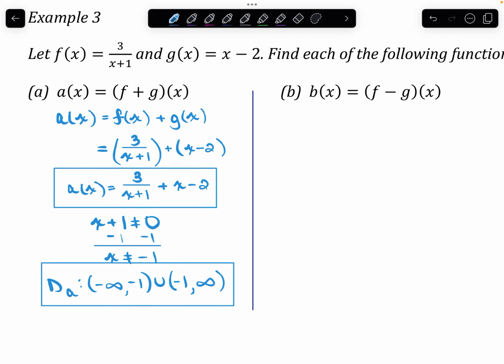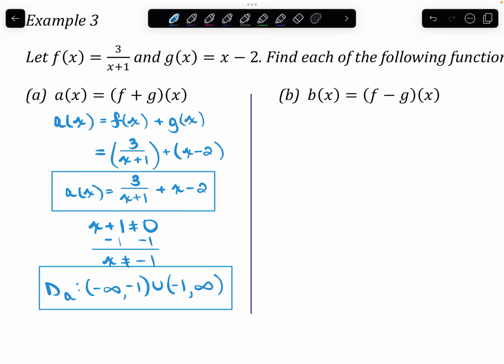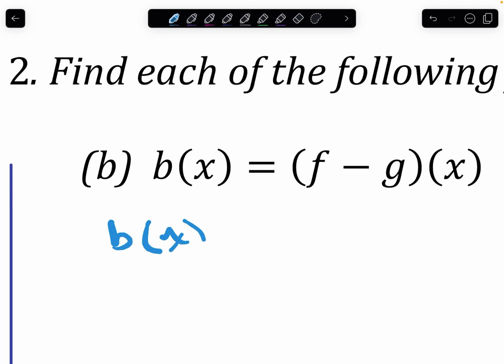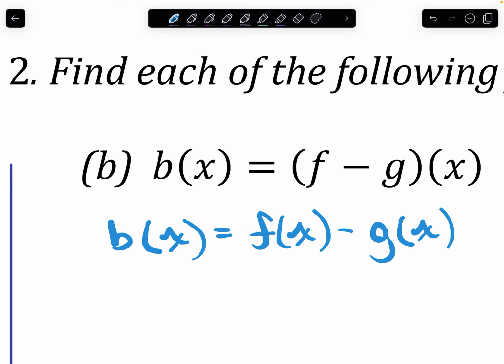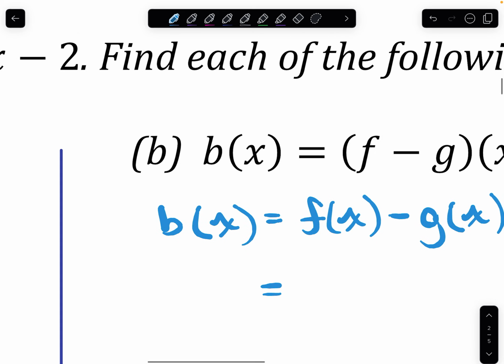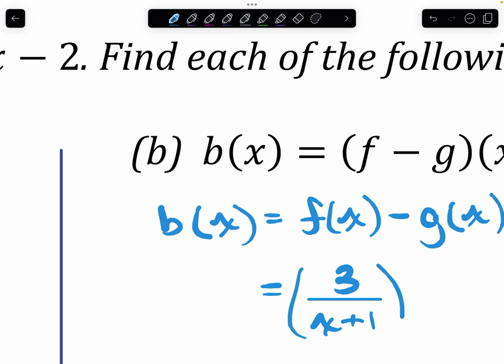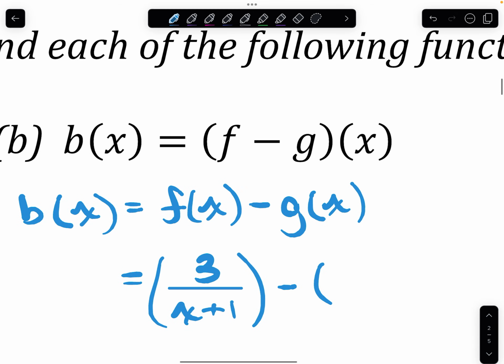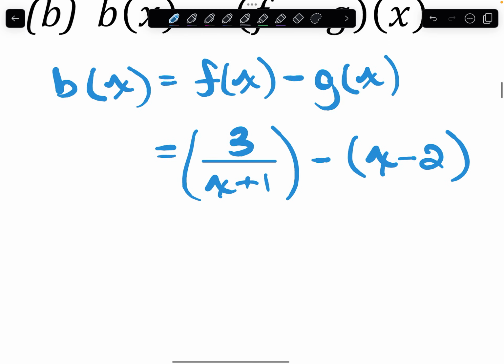All right, B. Function B of x is f minus g of x. So B of x, again using our rules, is going to be f of x minus g of x. Okay. So I'm going to go get f, which I can't remember again, 3 over x plus 1. So I always put it in a set of parentheses originally, minus, and then I'm going to go get g, x minus 2. And then we look at what we have.